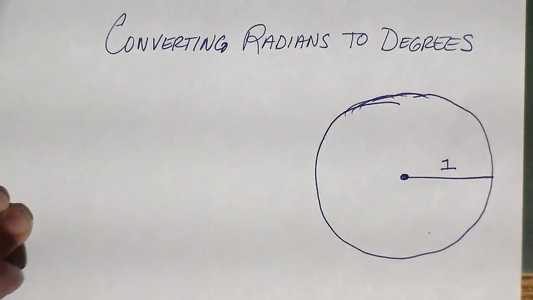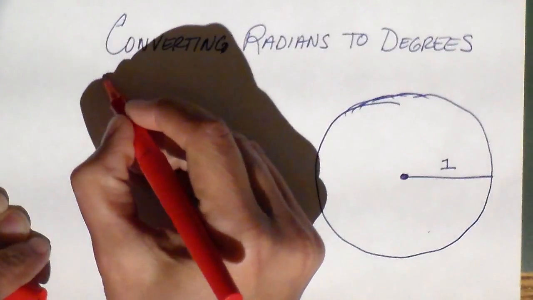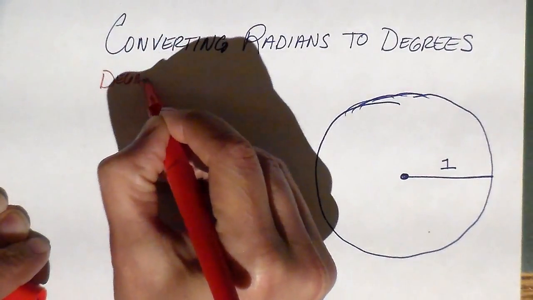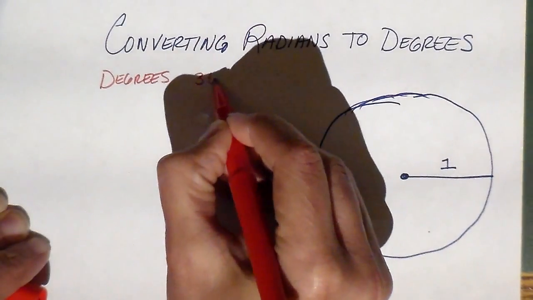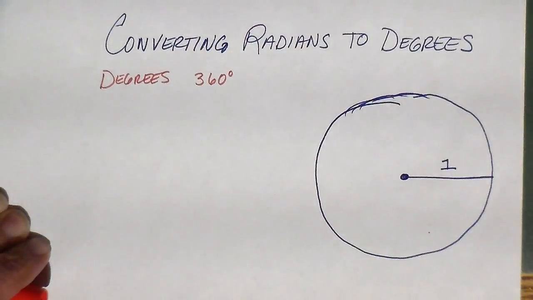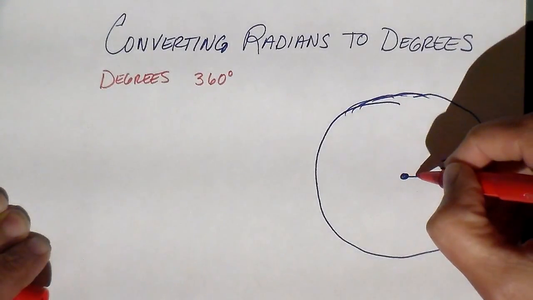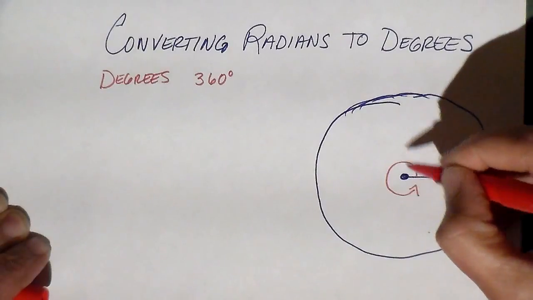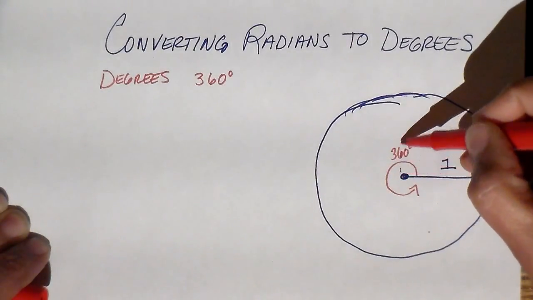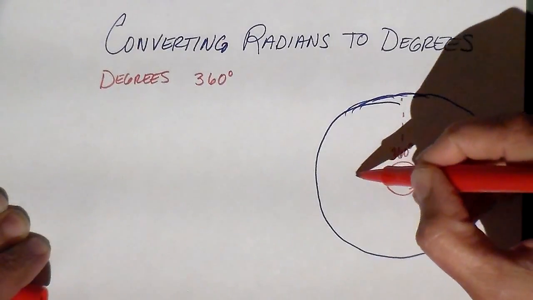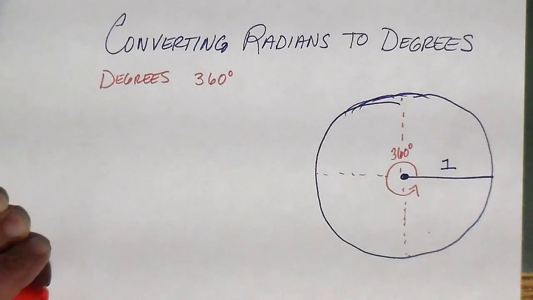Now when we talk about the degrees in a circle, so we'll put degrees in red. When we're talking about degrees, there are 360 degrees in the circle. So if I were to put an angle here, if I were to make this an angle all the way around, this whole angle would be 360 degrees. That's why this angle would be 90 degrees, and this angle would be 180, and this angle would be 270, and this would be 360.